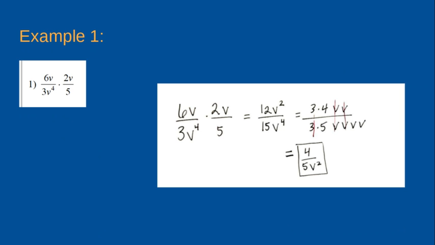Now 12 over 15, both 12 and 15 have a factor of 3, so I can reduce that down to 4/5. And then I can cancel 2 v's. That leaves me with 4 over 5v squared. The 3's cancel. So 4 over 5v squared is what I'm left with there.